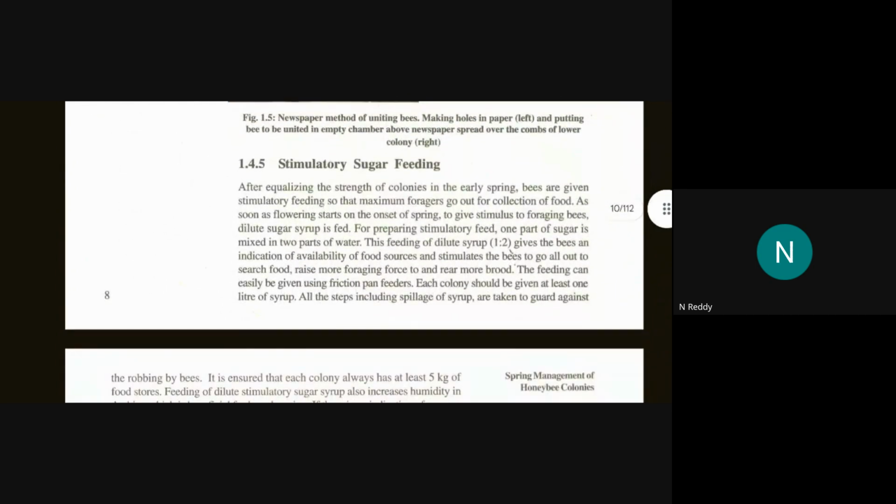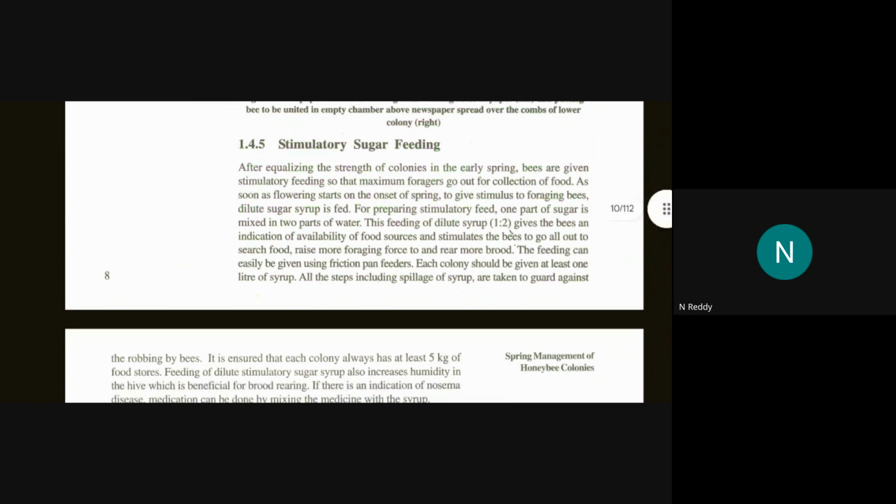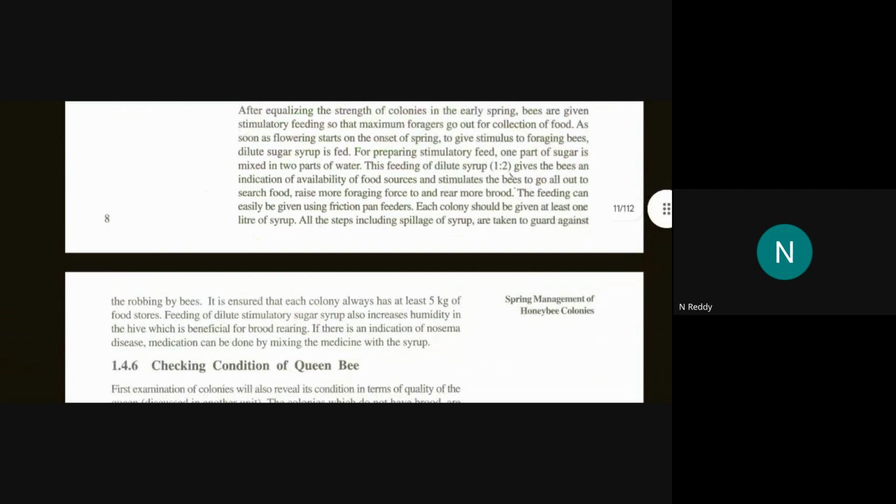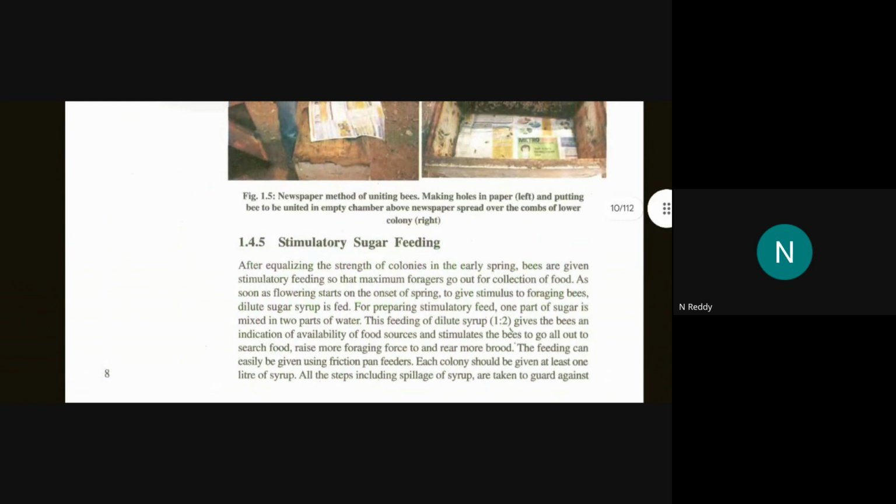That is explained in this. Stimulatory sugar feeding. This has to be done if the dearth period continues and honey is not present in the colony. Feeding of dilute syrup of 1:2. As I told, for 1 liter of water, you can add 500 grams of sugar, and you have to boil it for sterilization, cool it, and feed it to the colony.